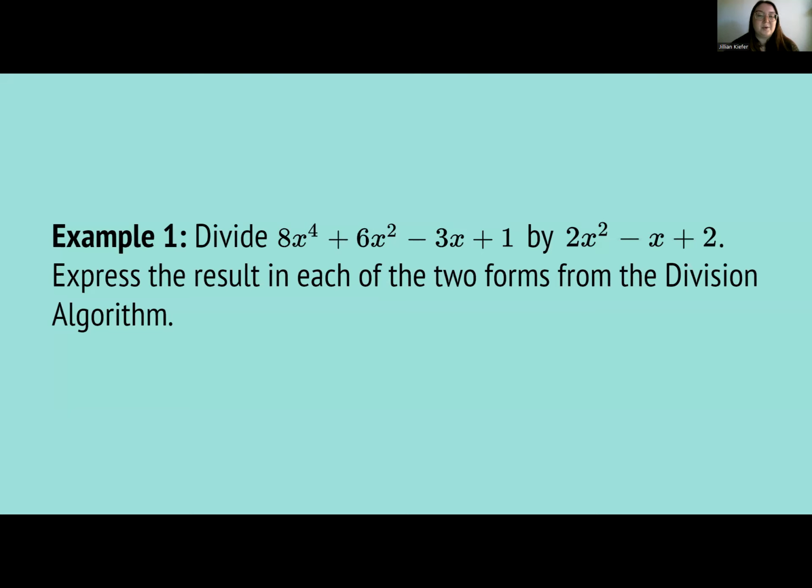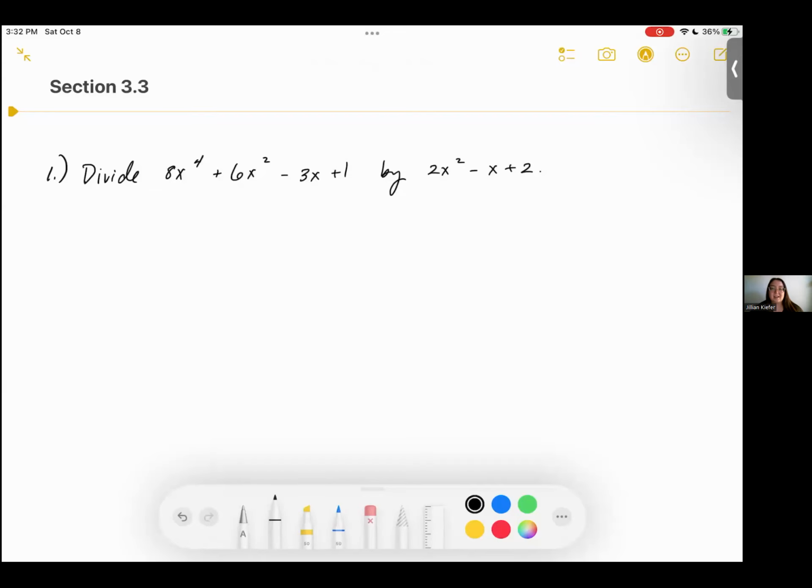For example 1, we're going to divide 8x to the power of 4 plus 6x squared minus 3x plus 1 by 2x squared minus x plus 2. Then we're going to express our results in each of the two forms of the division algorithm. All right, let's go over to our notes so we can work on this problem. Here we have our example. For step 1, we want to set up our actual problem.